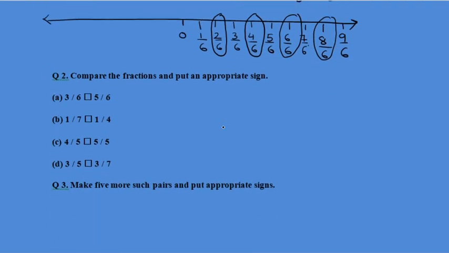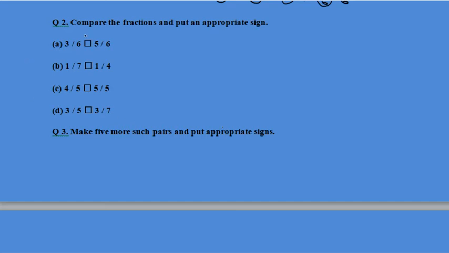Let us move on to question number 2. Question number 2 is compare the fractions and put an appropriate sign. We have to compare these fractions. Total 4 parts are given to us and we have to put the appropriate sign. 3 by 6 and 5 by 6. Which one is greater? See, denominators are same. First of all, check whether denominators are equal or not.